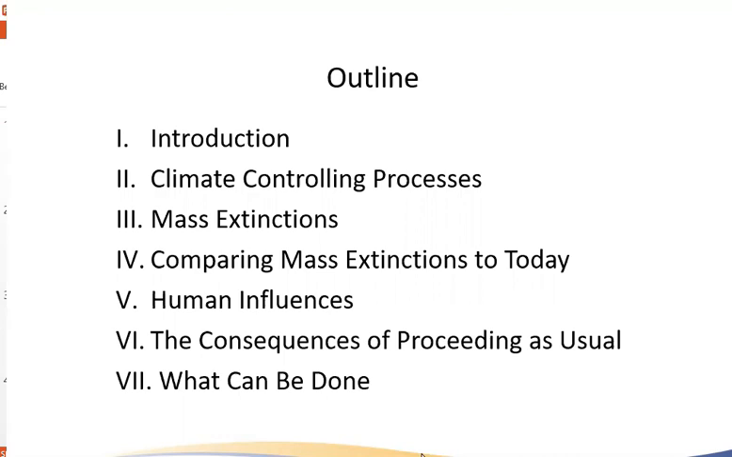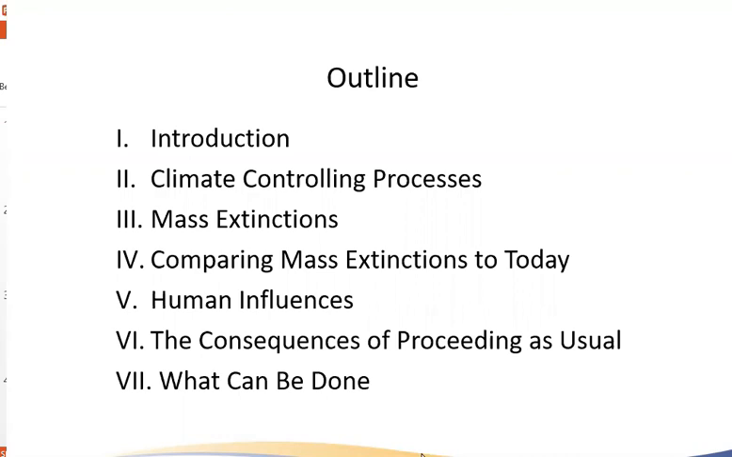And we'll look at the 5 major mass extinctions, again, seeing if we can draw any parallels, any conclusions to what is happening today. And in fact, we're going to compare mass extinctions to today, again, to see if we can draw any conclusions from them. We'll look at human influences, how we are affecting the climate, and what impact that has on Earth. Then we'll look at the consequences of proceeding as usual. In other words, if we keep doing what we've been doing, what likely will be the consequences of that.